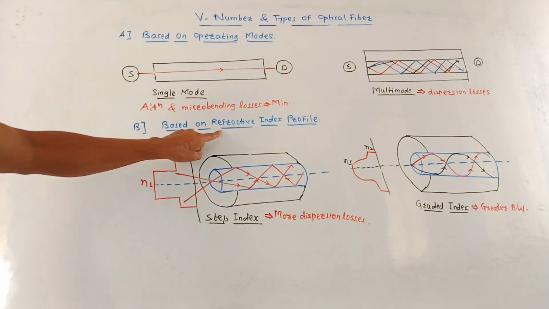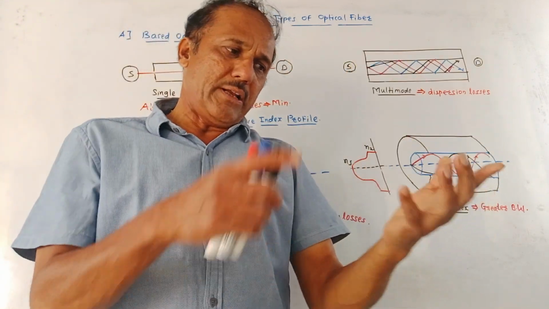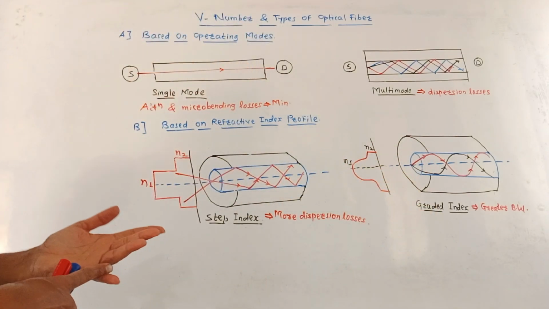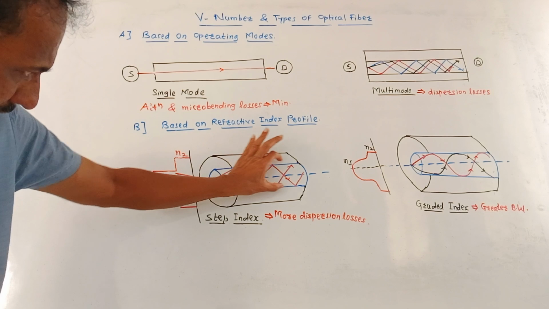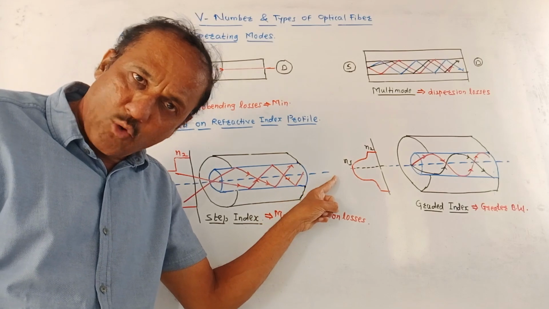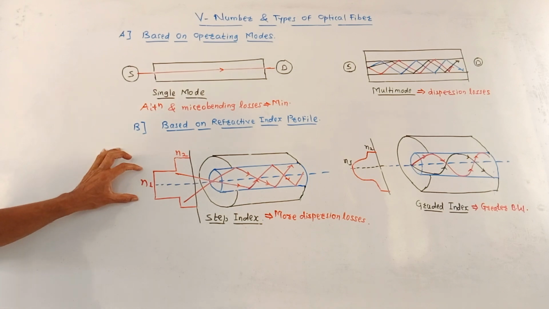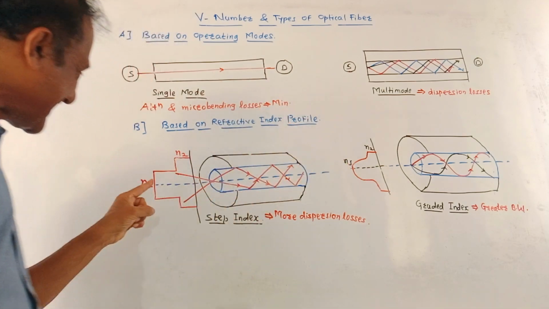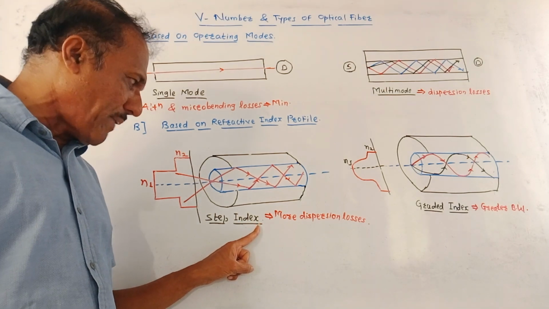Next classification is based on refractive index profile. We know that the two major layers of the optical cable are the innermost layer, that is the core layer, and second is the cladding layer. The refractive index of core is N1, that of cladding is N2. This portion is called the core layer, which I have drawn with blue ink. This dotted line indicates the axis of the core layer. The outer portion, the cylindrical structure, is the cladding layer. As we move from N1 to N2, there is a sudden change. Look at this change. There is a step change. So it is called step index fiber.